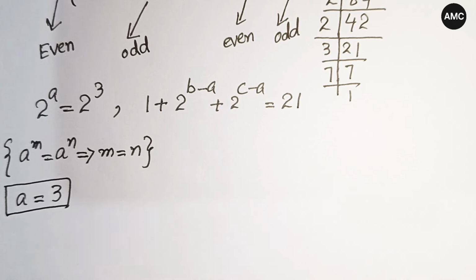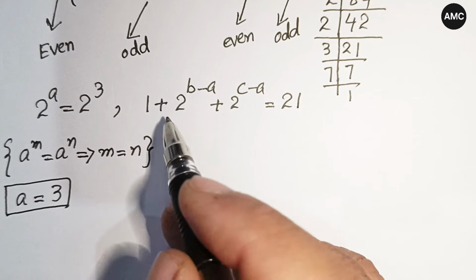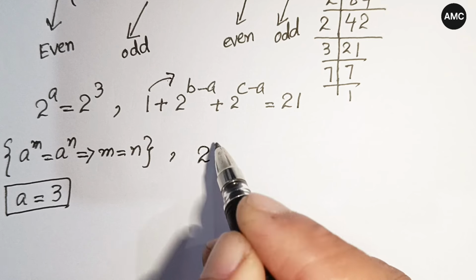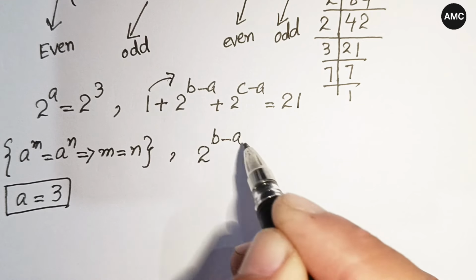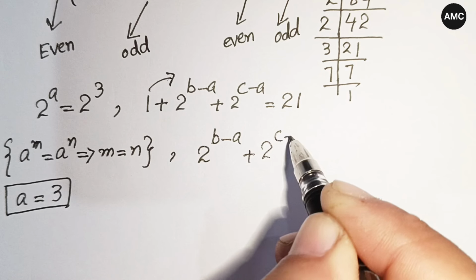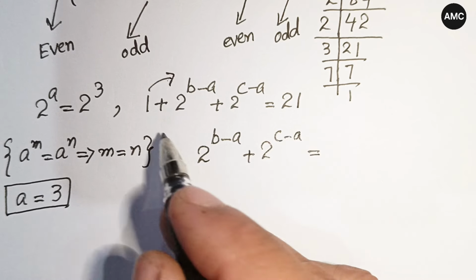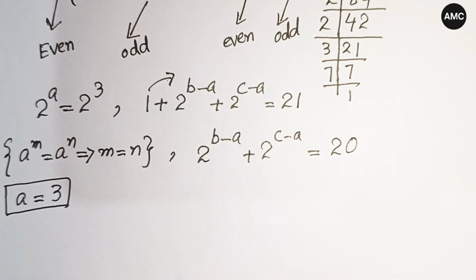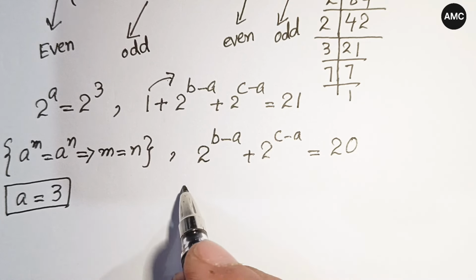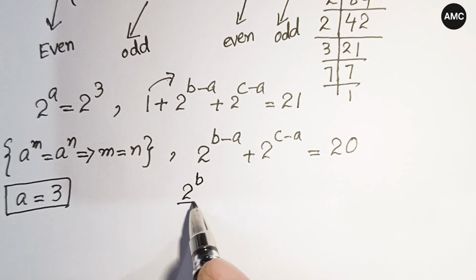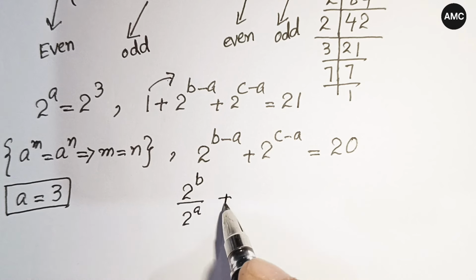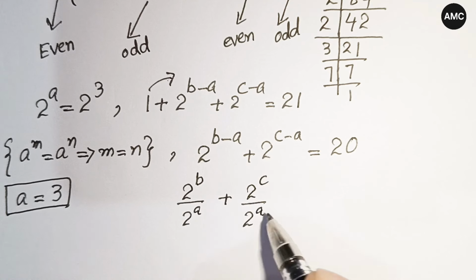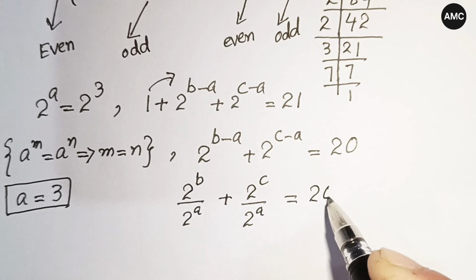Now solving our second equation. If we shift this 1 to our right hand side, then we have 2^(b minus a) plus 2^(c minus a) is equal to 21 minus 1, which is 20. Here 2^(b minus a) can also be written as 2^b over 2^a, and similarly 2^c over 2^a, that is equal to 20.